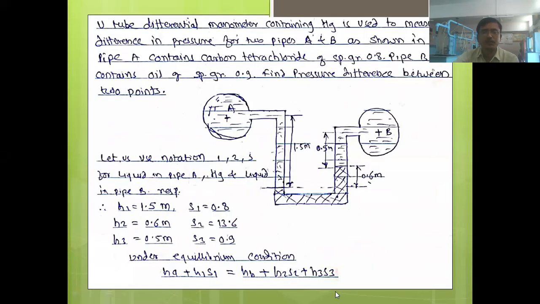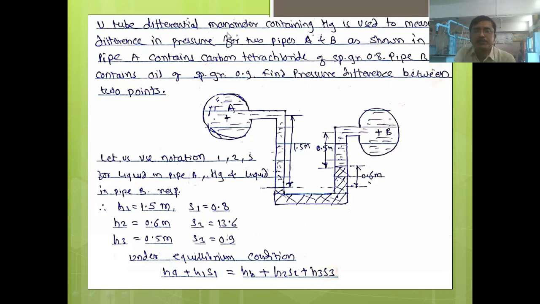Right now the theory part we have covered. Now let us solve a few problems about this. Write down the problem. A U-tube differential manometer containing mercury is used to measure the difference in pressure for two pipes A and B as shown in figure. Pipe A contains carbon tetrachloride of specific gravity 0.8. Pipe B contains oil of specific gravity 0.9. Find the pressure difference between the 2 points.